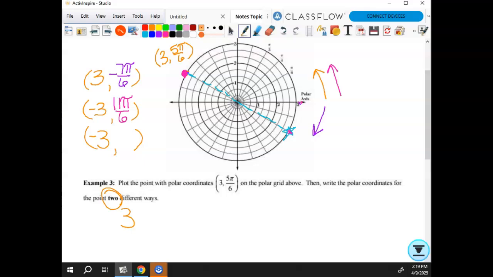Ask me questions if you're not sure where things are coming from. All right, so then one other option is to start here and go negatively to get to this point. So that would be negative what? Pi 6. So this would get me to negative pi 6, and then I have a negative 3, and I end up over there. Okay, so all 4 of those polar coordinates will get me to the exact same point without having to do more than one rotation.